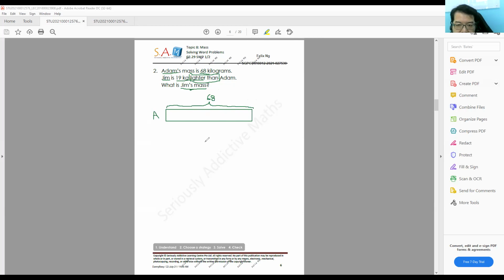Jim is 19 kg lighter than Adam, which means the bar should be shorter or longer than Adam? It should be shorter, right? Because Jim is lighter, about 19 kg shorter, right? So in an estimate, Jim, somewhat like this, I guess. Yep. All right, and remember to label, be complete.